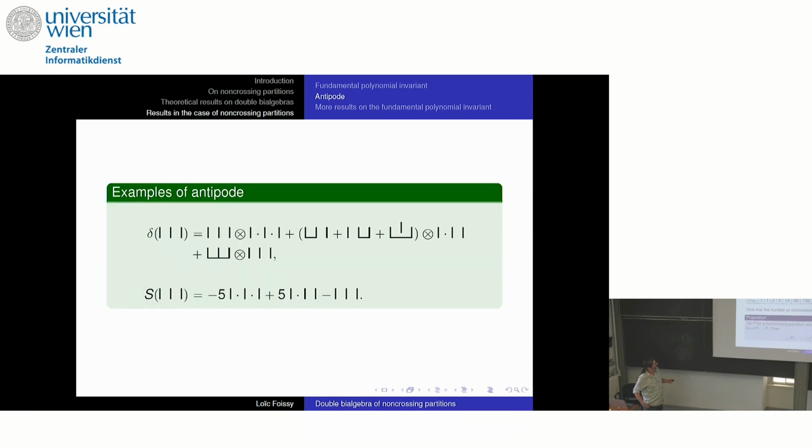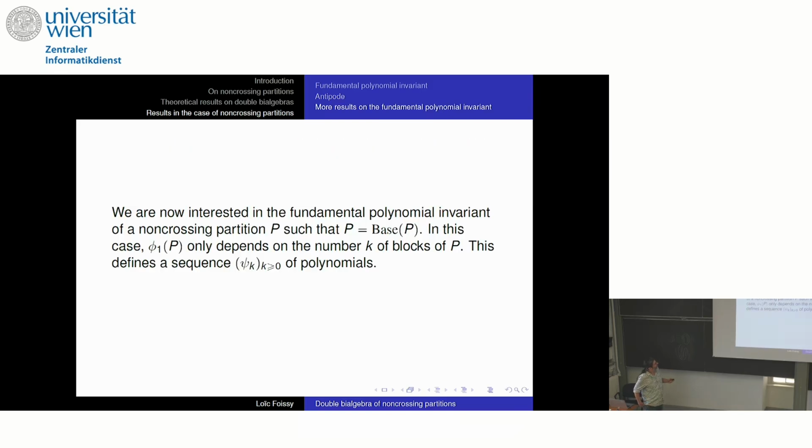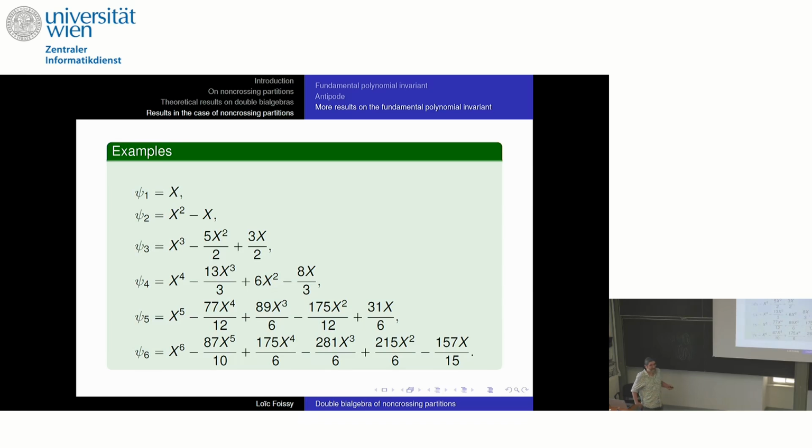So I skip the antipode. I was especially interested in the polynomial invariant phi1 applied when a non-crossing partition is restricted only to its base. So you don't have any nesting. For this, it just depends on the number of blocks. The size of blocks is not important for this, only the number of blocks. And you can compute these elements. You obtain something like this. So this is the first one.